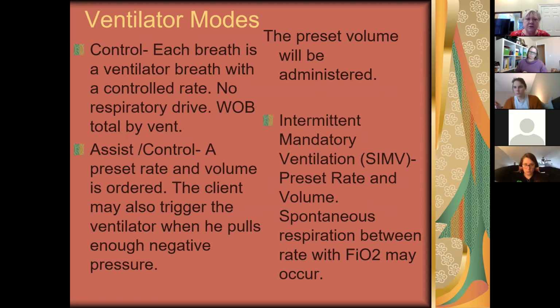modes. There they are. Okay, so the 3 things are tidal volume, FiO2, and breaths per minute. Those are the 3 things you dial in. Other things can be dialed in, but they don't have anything to do with modes.